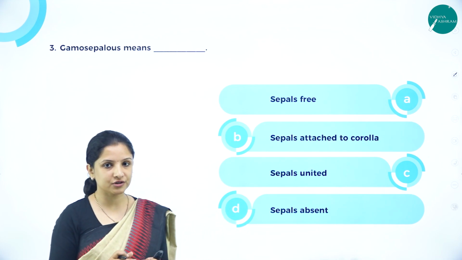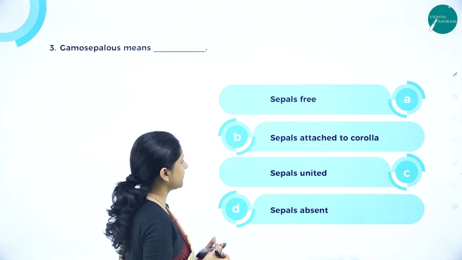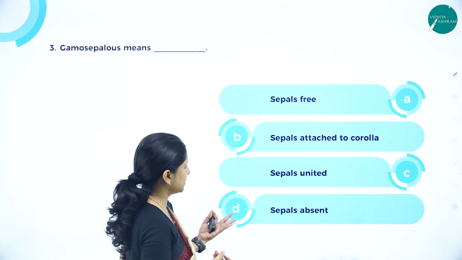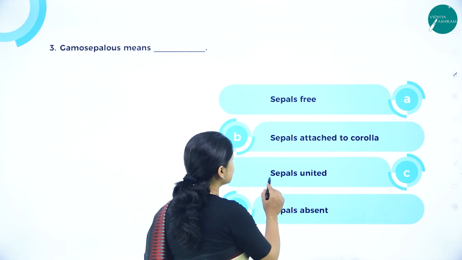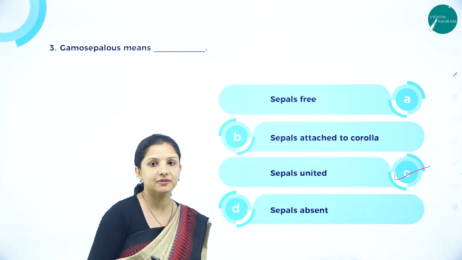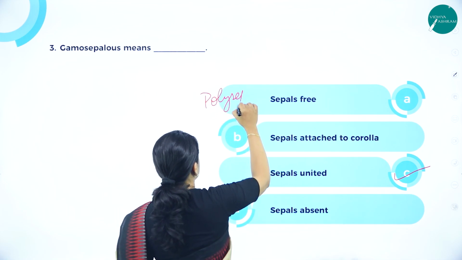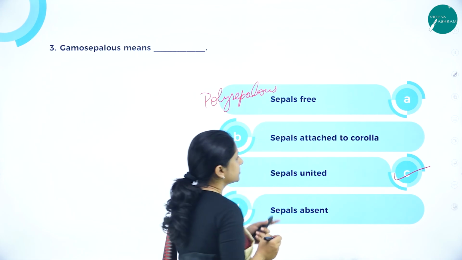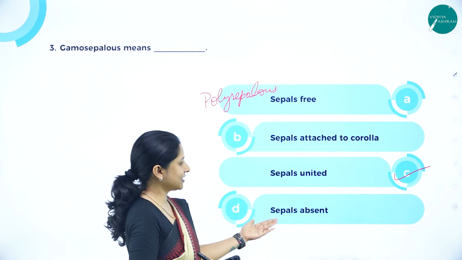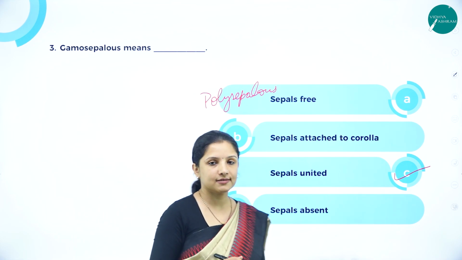Next, gamosepalous. Gamo means fused, poly means free. The options are: sepals are free, sepals attached to corolla, sepals united, sepals absent. Gamosepalous means sepals are united. Polysepalous means sepals are free. So sepals attached to corolla is not the right answer because it doesn't have a term. Sepals absent is also not the right answer. The right answer here is option C.